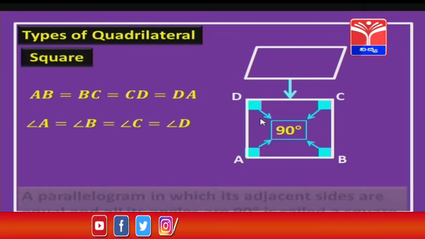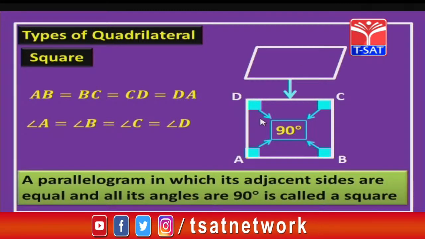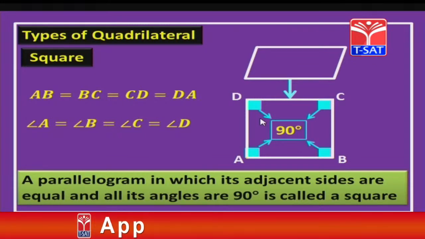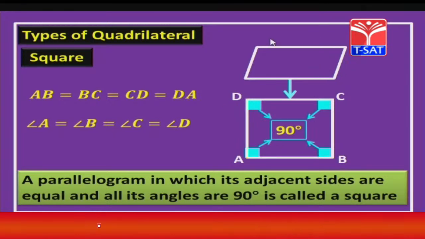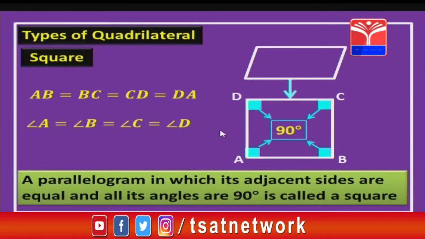So, how do you define a square? A parallelogram in which its adjacent sides are equal and all its angles are 90 degrees is called a square. So, in this parallelogram the adjacent sides are equal and all four angles are equal, each 90 degrees, then we call it a square.